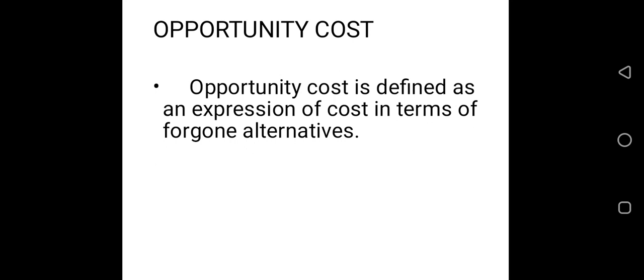Assignment: differentiate between scale of preference and opportunity cost. Please ensure you do your assignment, and if you have any question, try and leave it in the comment section, and also try to put down your notes.